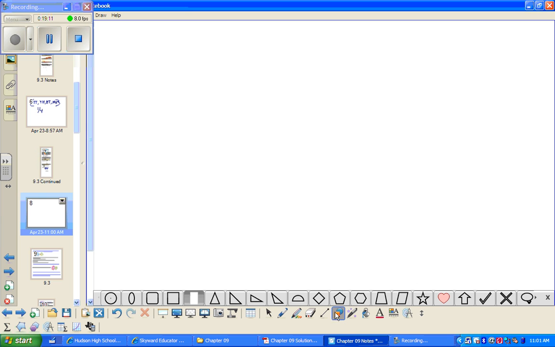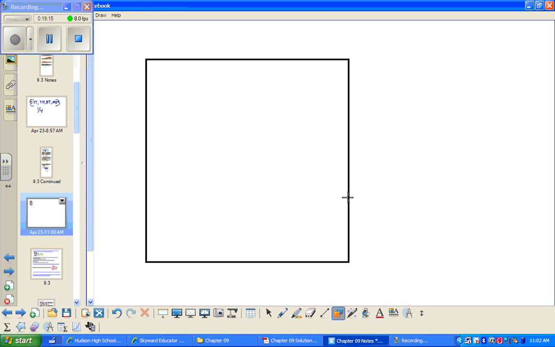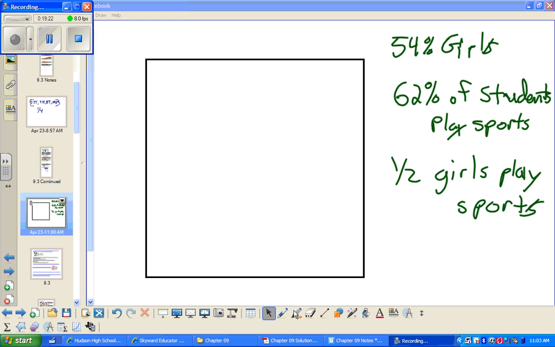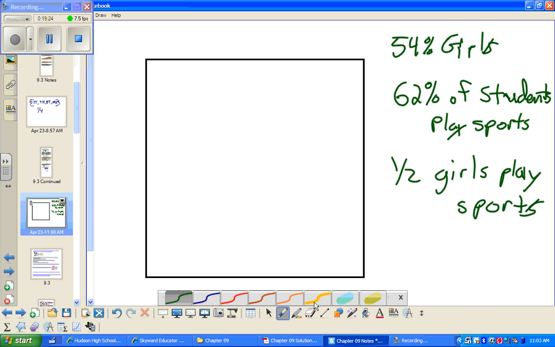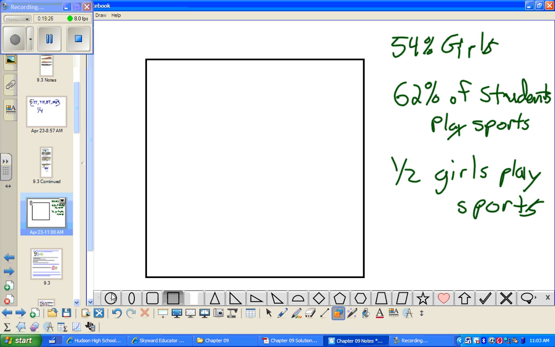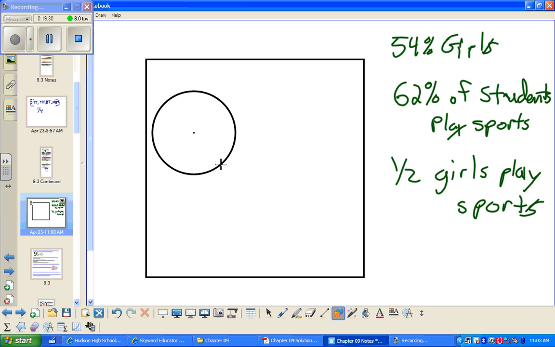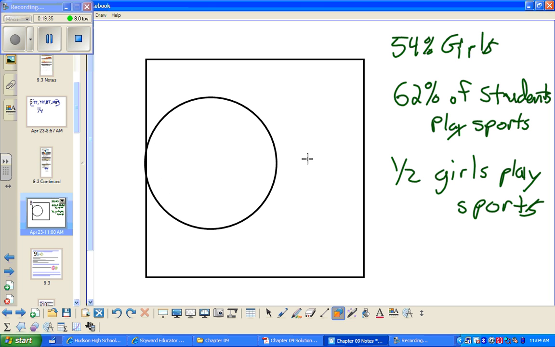I do also want to go over with you how to set up your Venn diagrams, since I haven't mentioned that at all. So to start, for a Venn diagram, we would have two circles overlapping. Something like this.